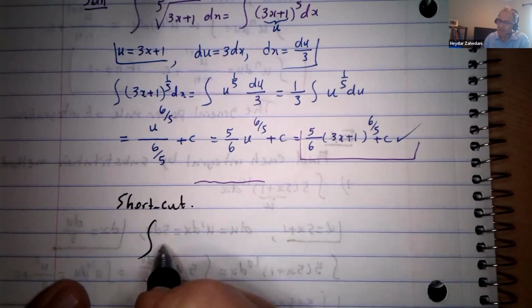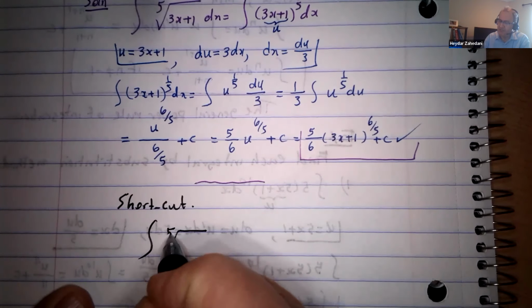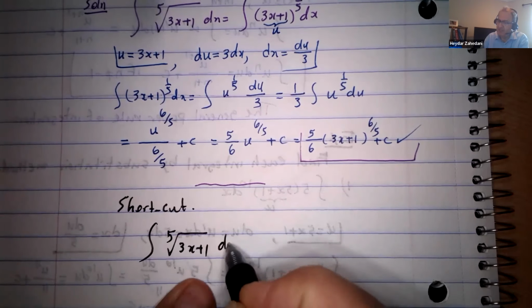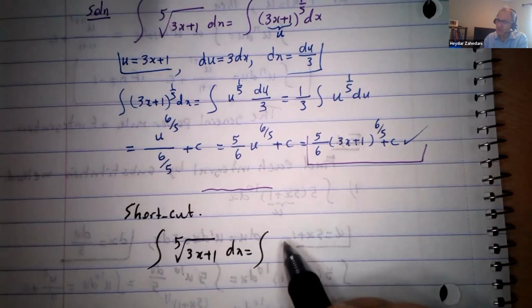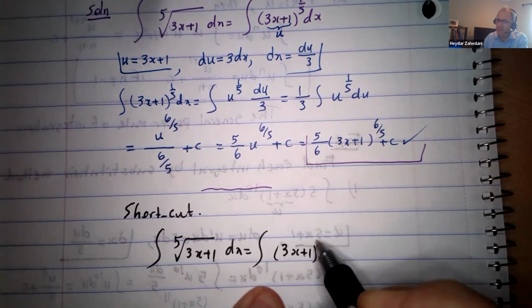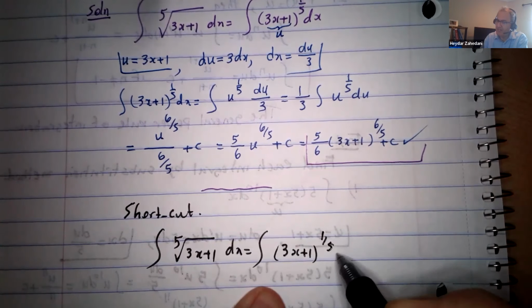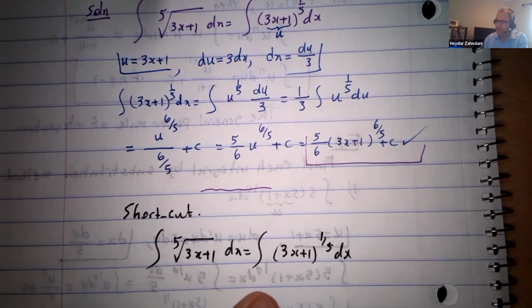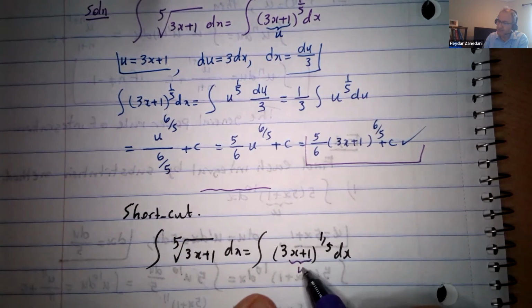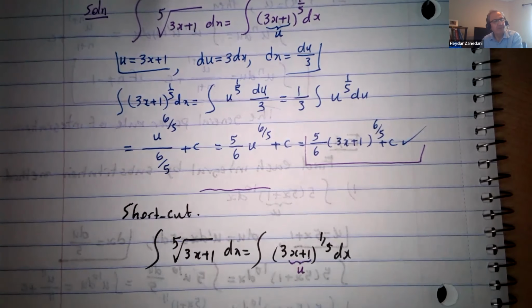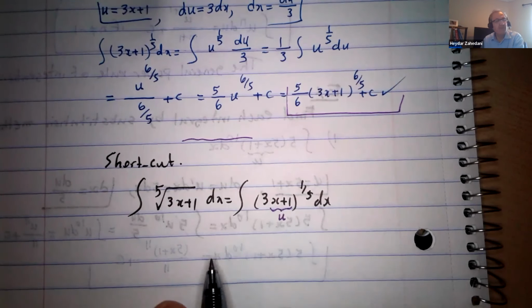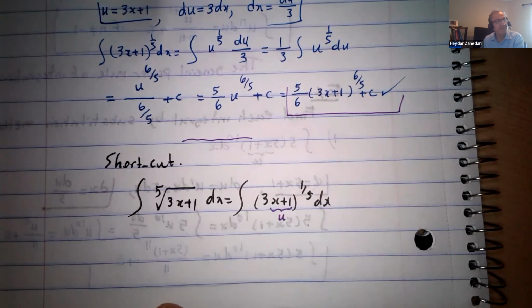So we start by switching it first: the integral of (3x plus 1) to a fifth dx. Now, you see u is 3x plus 1. You need u prime. U prime is 3. There is no 3 here.